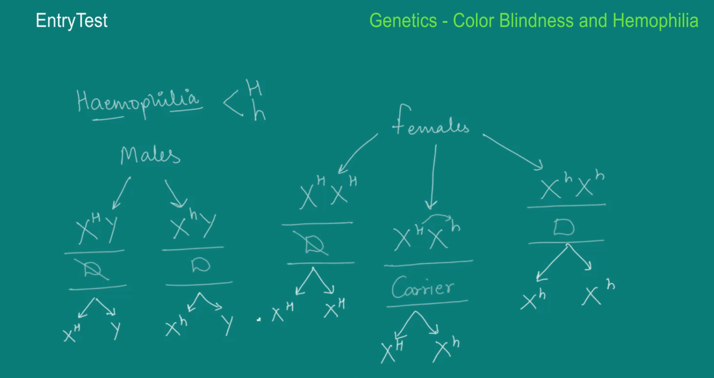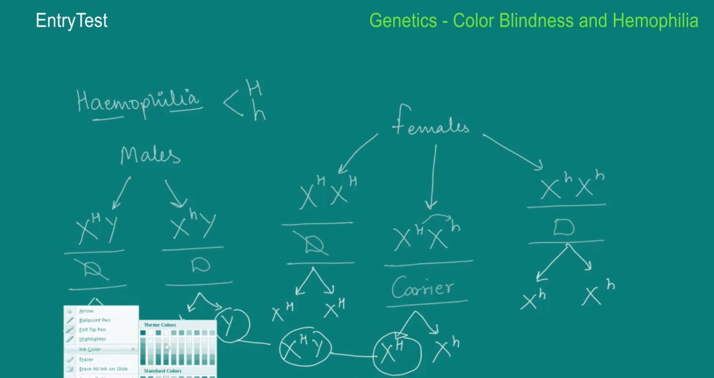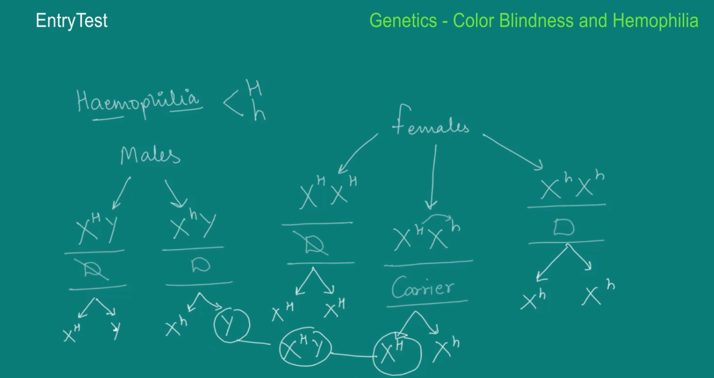Now let's suppose fertilization happens between this Y and let's say this X. So what is the child going to be? It's going to be a healthy male. But let's suppose, and let me change the color of the ink for this, fertilization happens between this Y and let's say this particular X. What is their offspring going to be? A diseased male. Right, so I hope you're able to understand this.